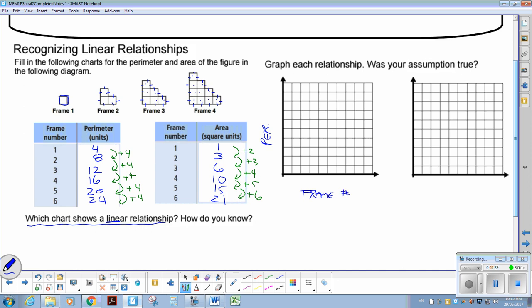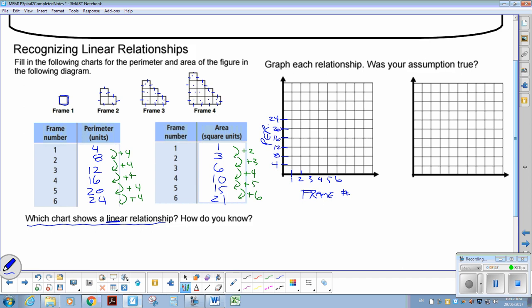All right, so I'm looking at it. I got to go up to 6. So just each square is worth 1. And up the y-axis, I have to get up to 24. So let's go by 4s. 4, 8, 12, 16, 20, 24. So we go up by 4s.